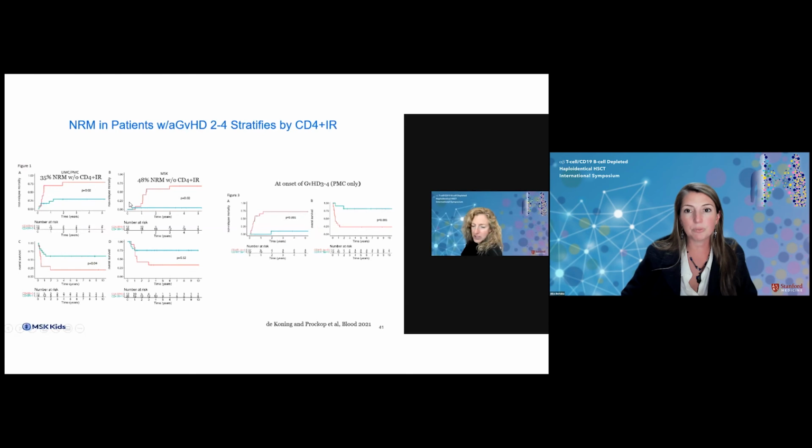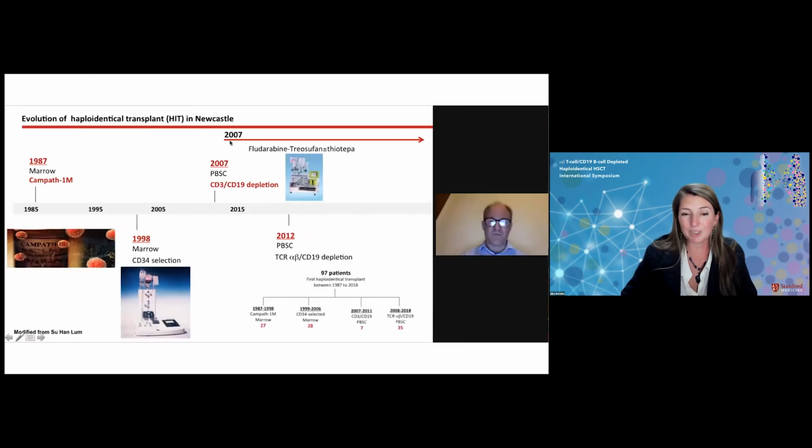But why is CD4 immune reconstitution so important? Because there is a direct correlation with non-relapse mortality overall in all patients, but also in patients who develop graft versus host disease. So it is something to implement in our clinical activity.